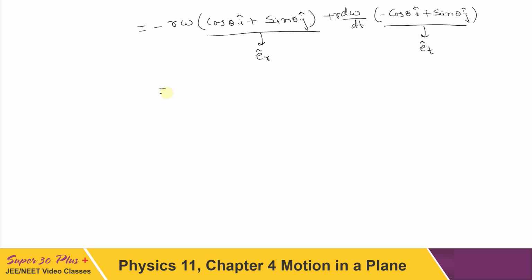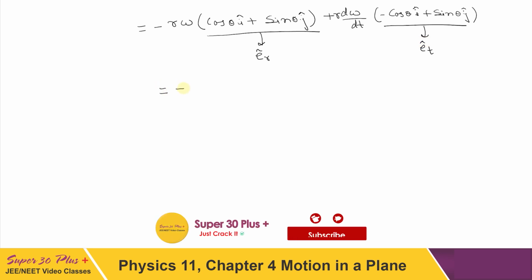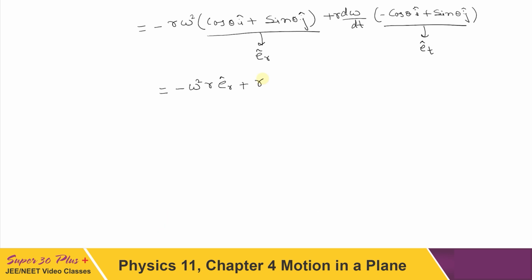So it can be written as minus omega square r e r plus r. Now d omega by dt is the rate of change of angular velocity, so that has to be equal to angular acceleration, which is represented by alpha. So r alpha e theta. So these are the two terms we got in our acceleration.